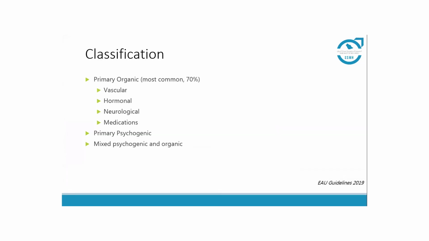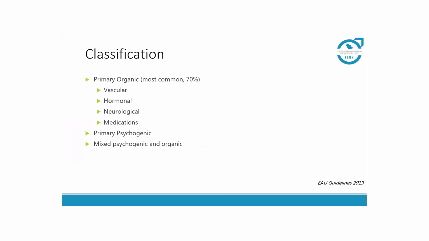So, but in general, we classify erectile dysfunction into either primary organic or primary psychogenic, or they can be mixed of psychogenic and organic. If they are primary organic, which is the most common, especially in elderly men, it could be because of vascular, either iatrogenic causes or veno-occlusive causes.